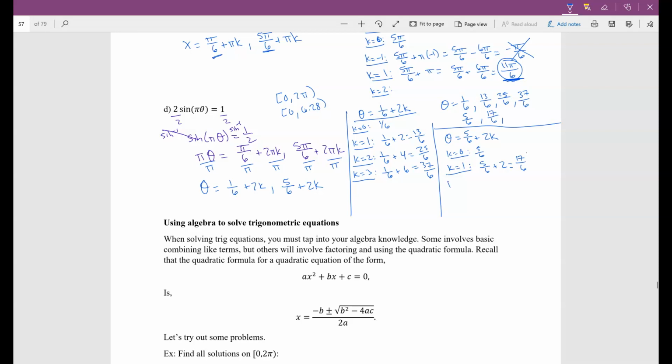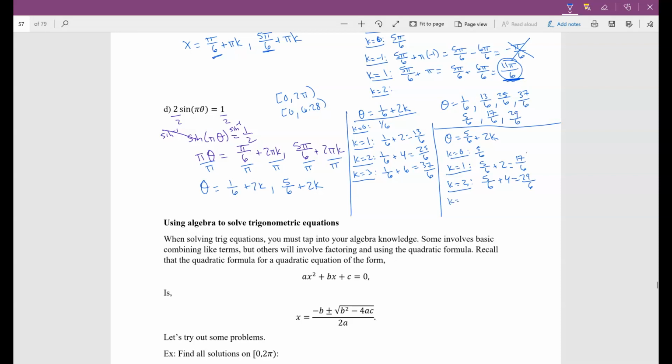17/6. Then I'm going to plug in the 2. So I plug in the 2 in here, and I'm going to get 4. So I'm going to take this 5/6, and I'm going to add 4. I'm going to get 29/6. If I do that, it's about 4.83. That one's still good. 29/6.